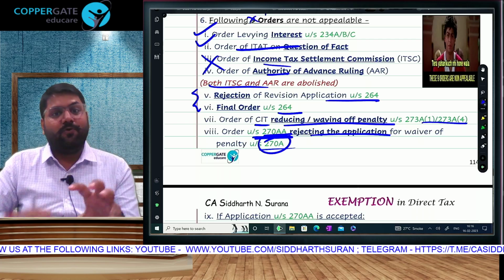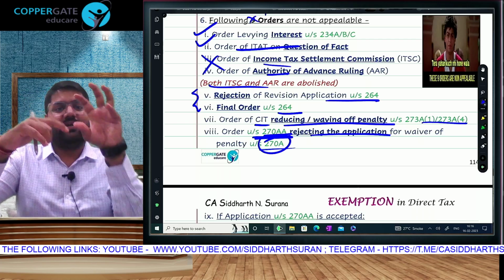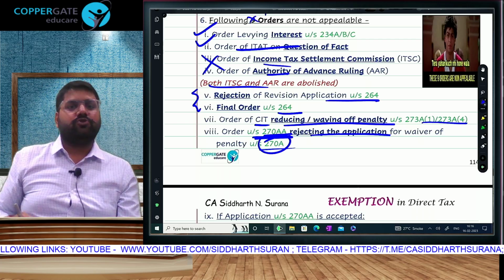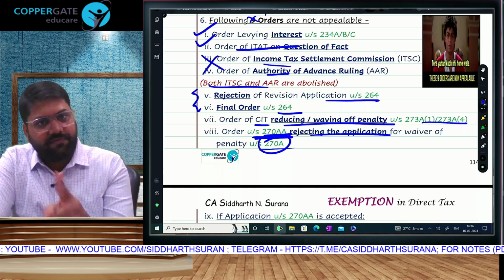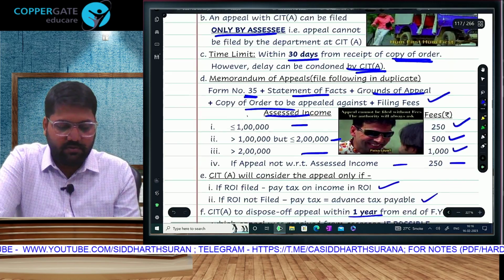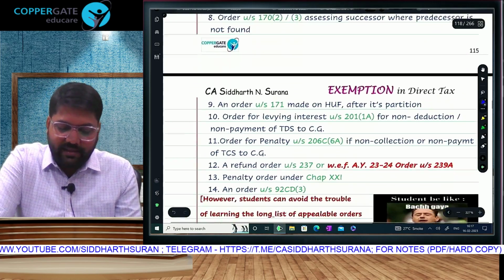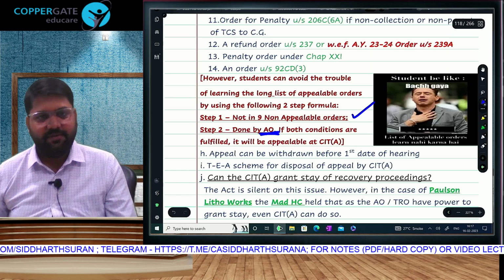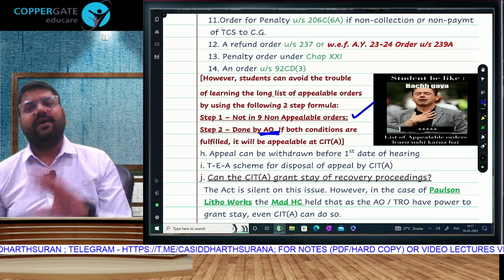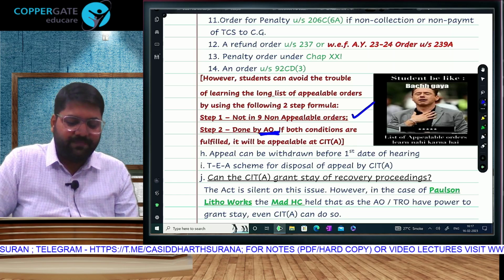One level up. So if the AO has done it, go to the CIT. If the CIT has done it, go to the ITAT. If the ITAT has done it, go to the High Court. If the High Court has done it, go to the Supreme Court. If the Supreme Court has done something, go home, go to sleep. Supreme Court is like your wife. You cannot appeal against the order of the Supreme Court. Is that understood? So anything that is not in the 9 and done by the AO, you can come to CIT appeals. Likewise, not in the 9, done by the CIT, then ITAT and so on and so forth.